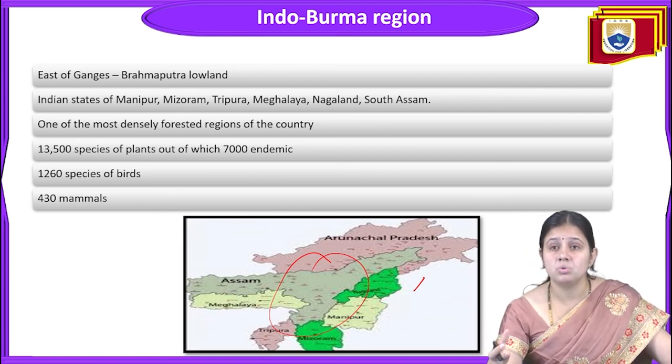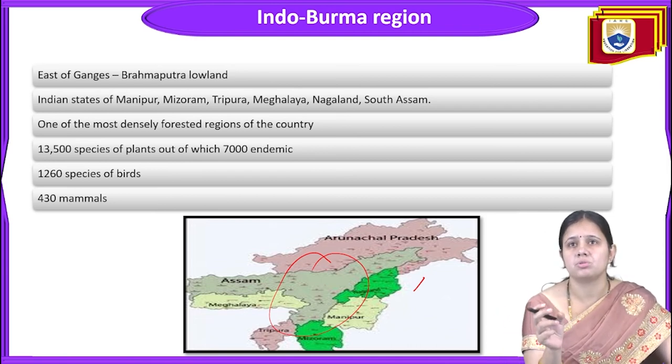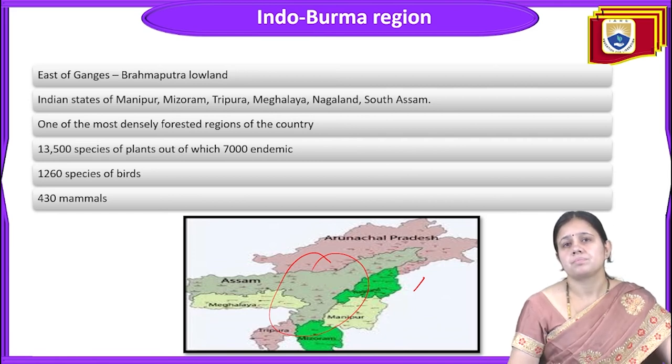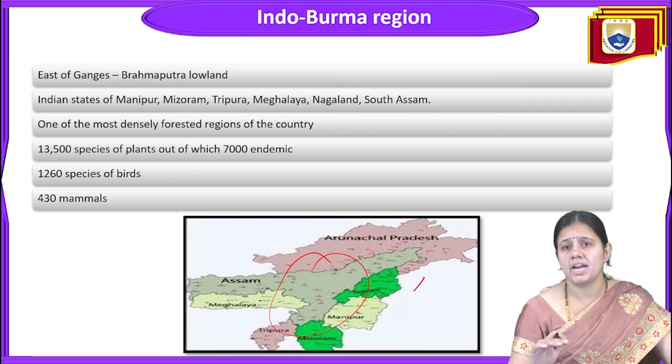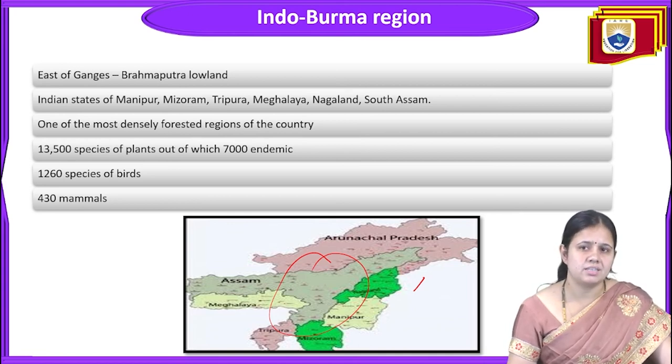Due to the combination of two rivers, Ganga and Brahmaputra, the lowland of this area is very highly productive. This is basically the lowland of these two rivers. It covers all the states like Manipur, Mizoram, Tripura, Meghalaya, Nagaland and South Assam, and it is one of the most densely forested regions of the country.